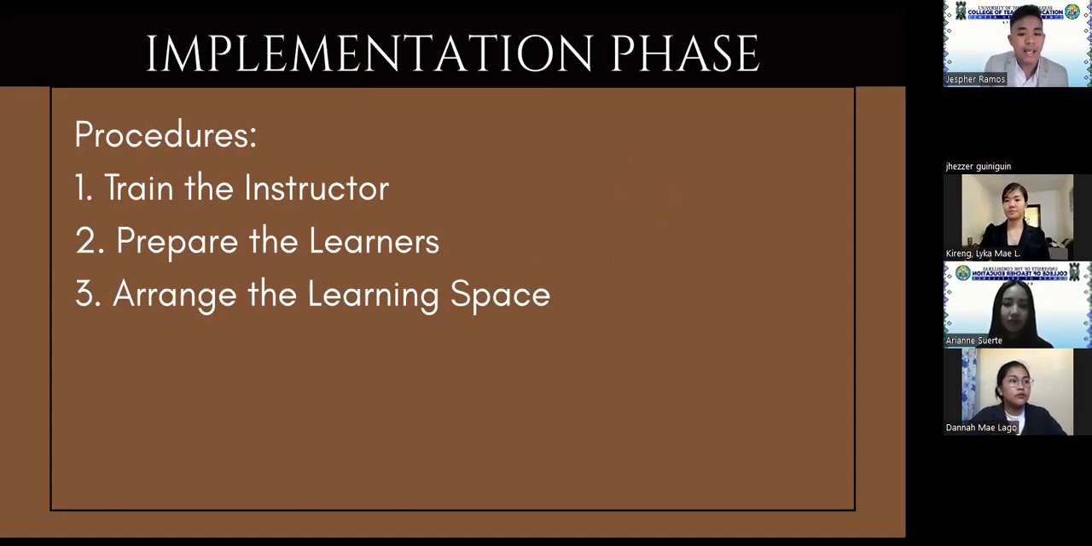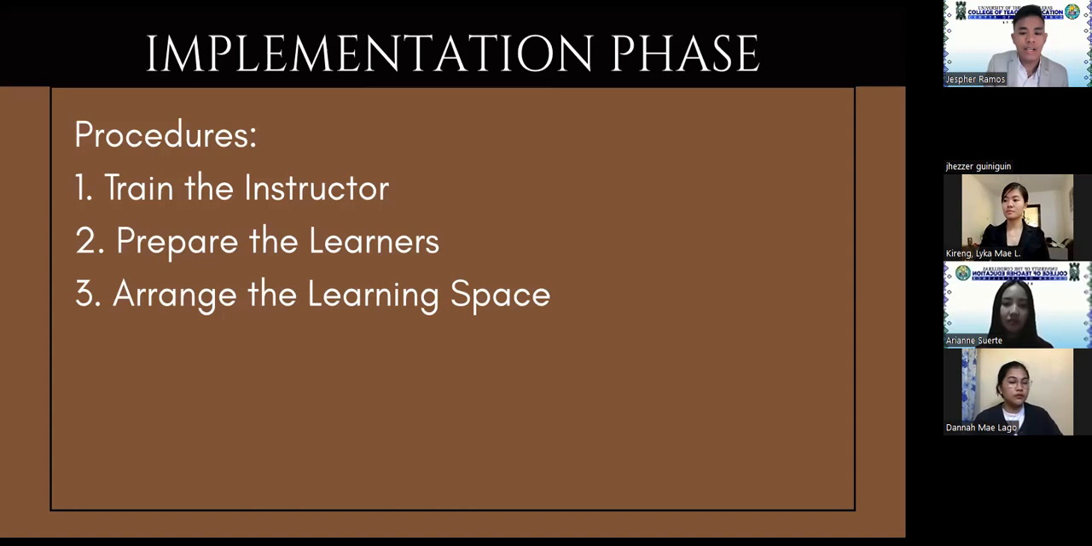Second, we have prepare the learners. This means making sure they have the tools and knowledge necessary to participate in the class. In higher education settings, this means verifying they have taken the proper prerequisites or gone through any necessary orientation and are trained on any learning management software that would be utilized in the class.